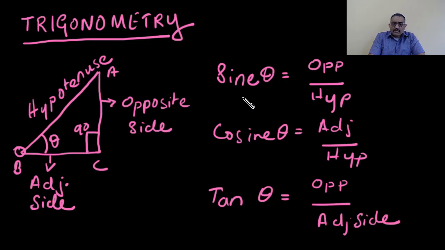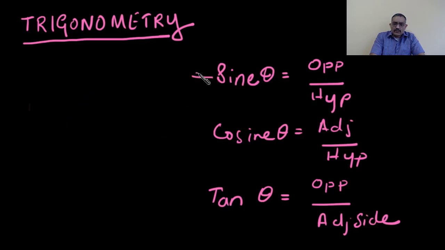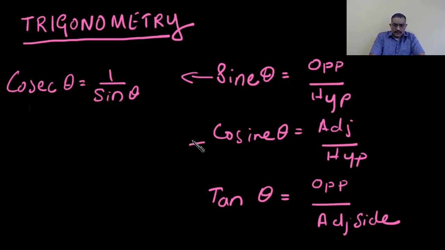Alright, now the inverse of these ratios, so 1 by sine theta, 1 by cosine, and 1 by tan theta are also trigonometric ratios, and we will look at that next. The inverse of sine is called cosec theta, and that is 1 by sine theta, and that would be hypotenuse by the opposite side. The inverse of cosine is called sec, and that is 1 by cos theta, and that would be hypotenuse by the adjacent.